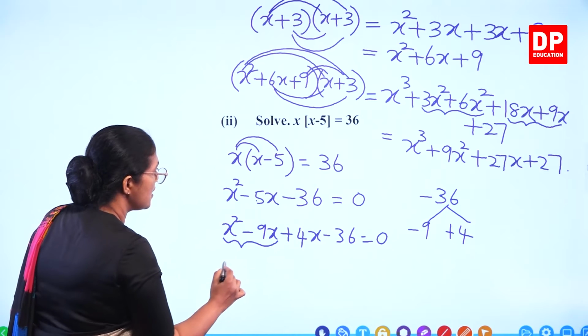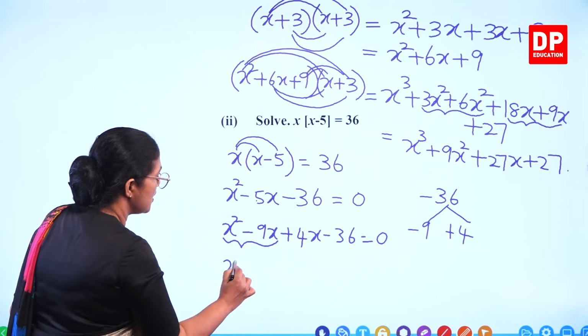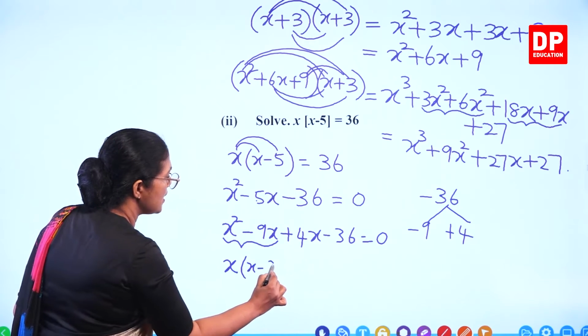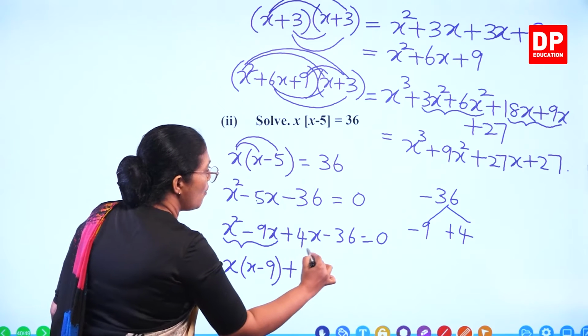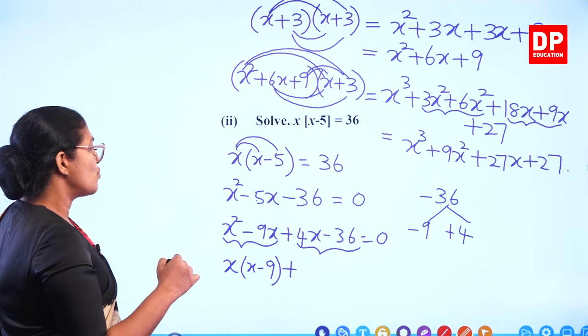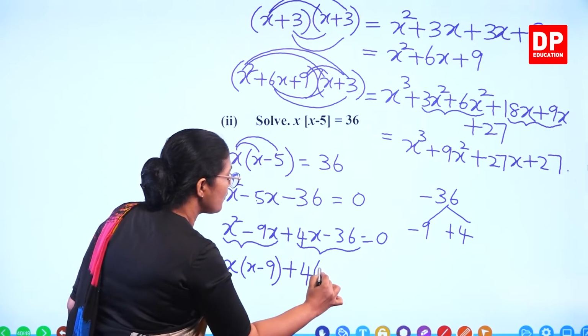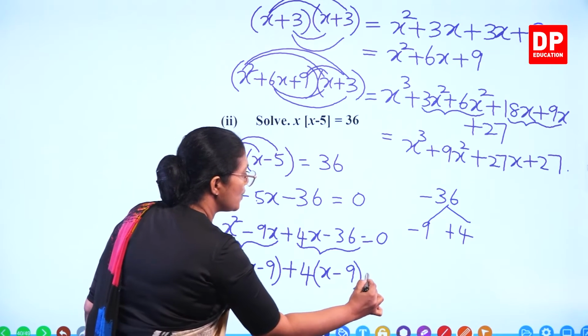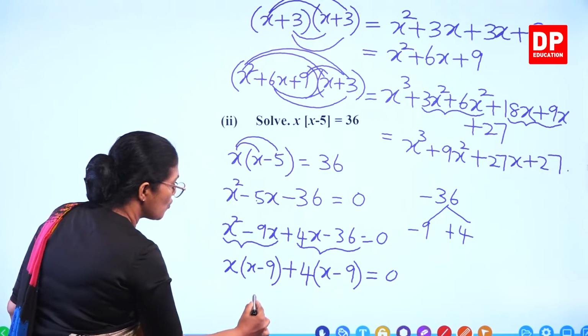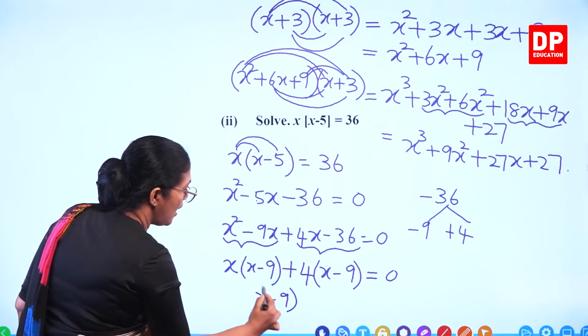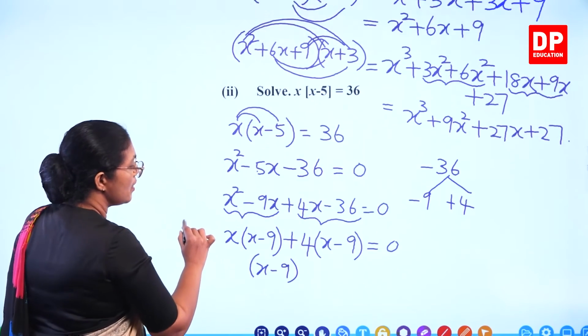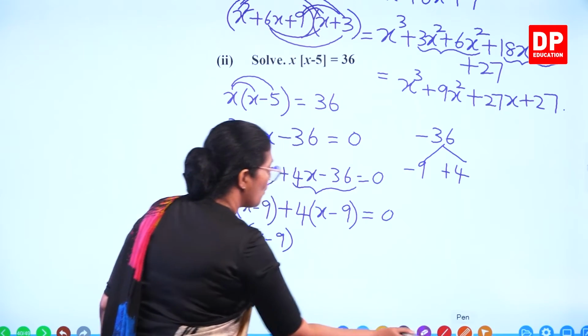If you can't do that, you split the middle term to minus 9x and 4x and factorize separately. First two terms and the last two terms. Take x out, you get x minus 9. What is the common term for these two? You get 4. You get x minus 9 as well. So x minus 9 is common, take it out. And what is remaining? You get x plus 4.